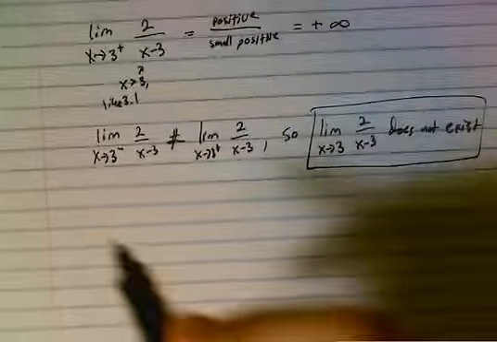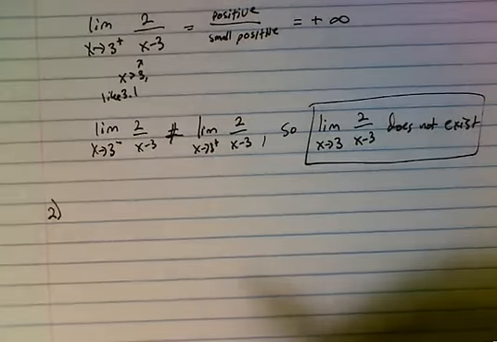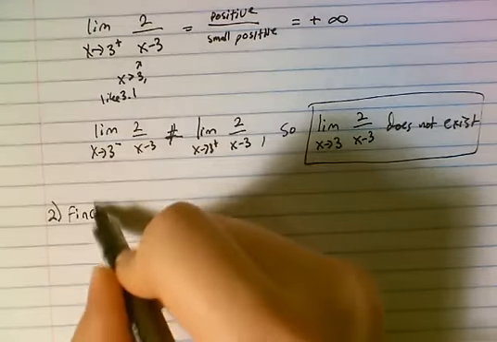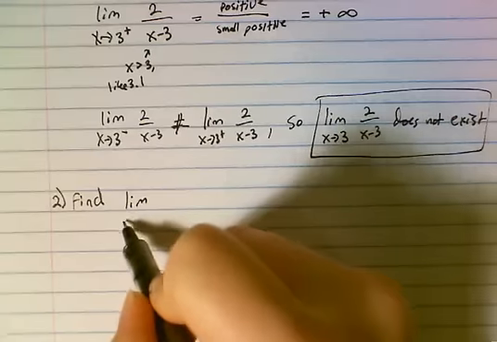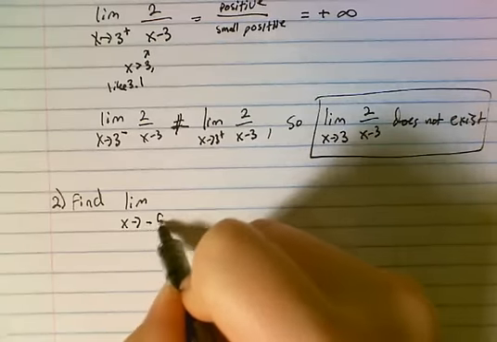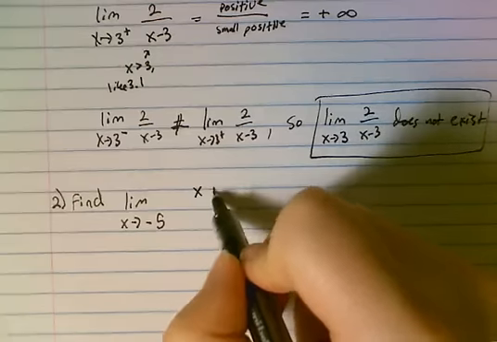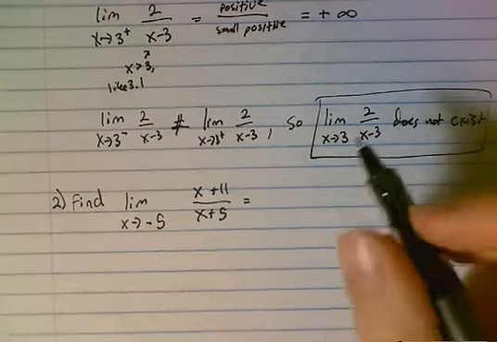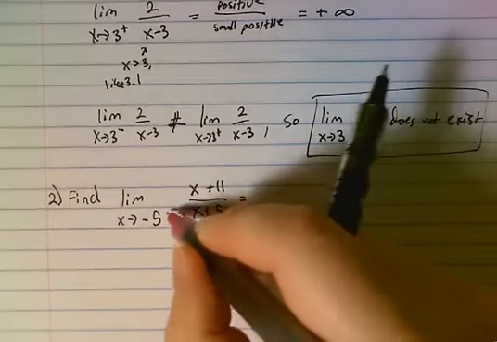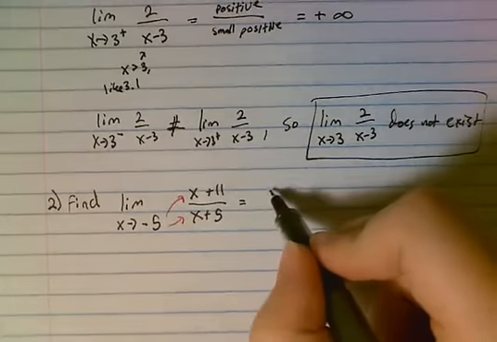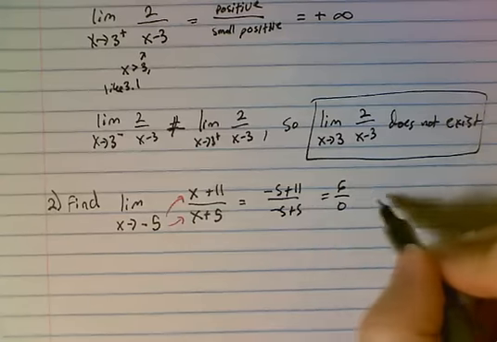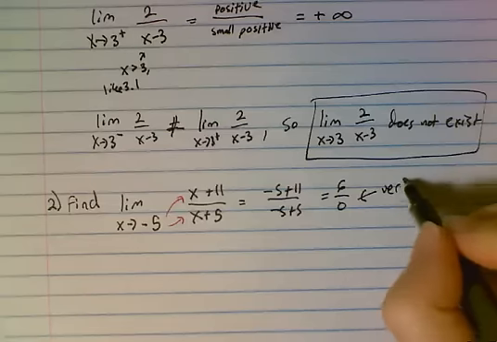Okay, let's do some more practice with those. Pretty much all of these in the vertical asymptote section are basically the same. We just need to figure out what the sign is, and whether it's positive or negative infinity. We're going to find the limit as x approaches negative 5 of x plus 11 over x plus 5. And again, our first step is to try to plug these in and see what we get. So negative 5 plus 11 over negative 5 plus 5, we've got 6 over 0. So that means we have a vertical asymptote.